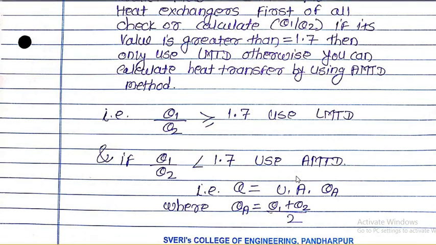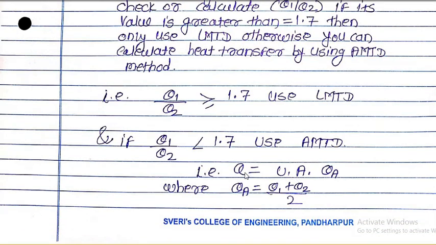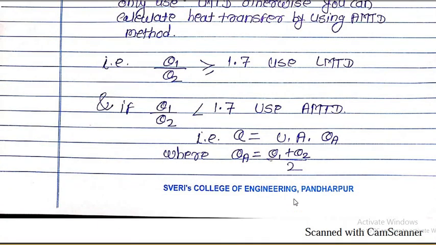In the AMTD method we can write the total heat transfer equation as Q is equal to U multiplied by A multiplied by theta A, where theta A is the appropriate mean temperature difference using the AMTD method, and theta A is equal to theta 1 plus theta 2 divided by 2. Okay, thank you.